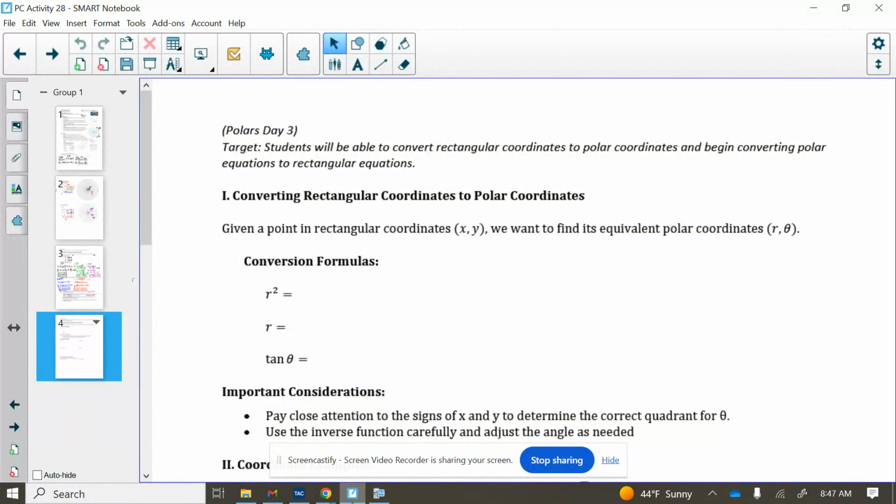Everyone, and welcome back to Polars Day 3. Today we are going to talk about converting rectangular coordinates to polar coordinates.